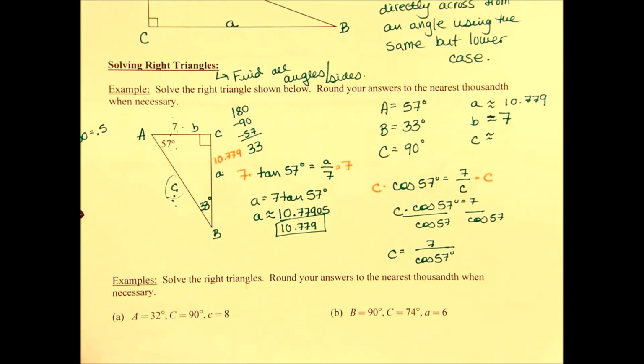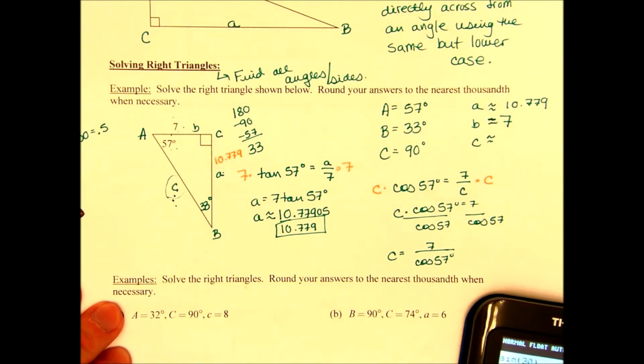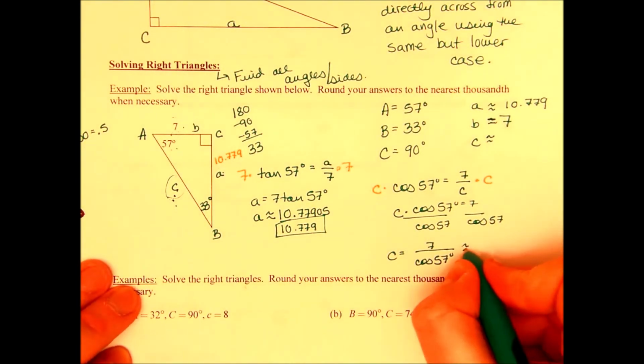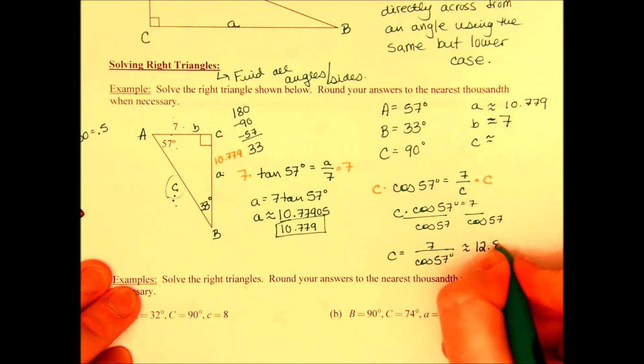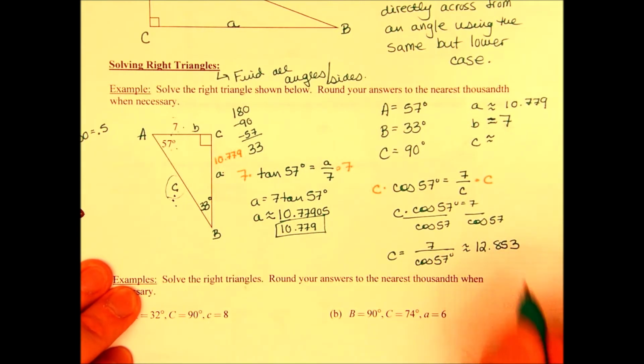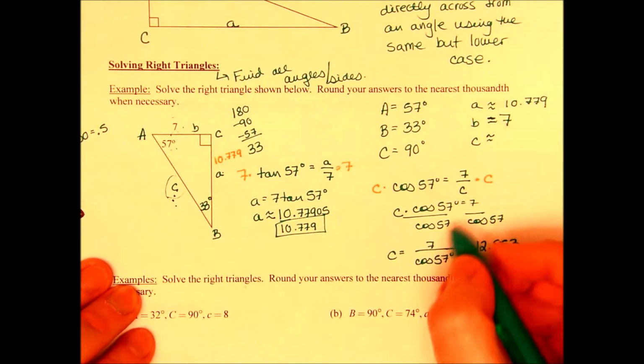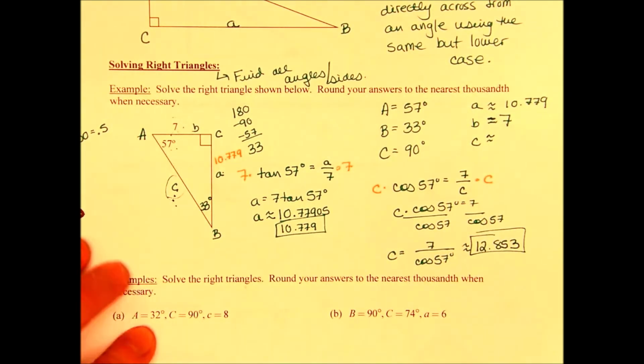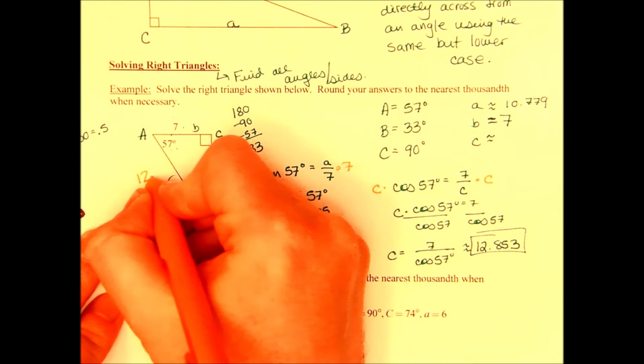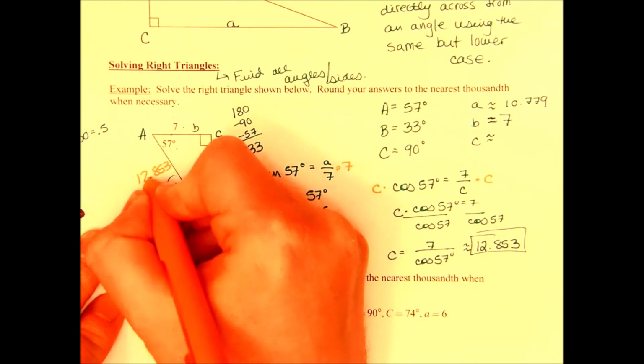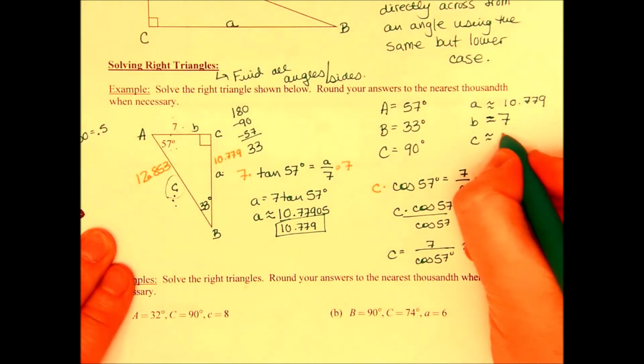I'm going to go to my calculator. I'm going to type that in, 7 divided by the cosine of 57 degrees. I'm going to round to the nearest thousandth. That's going to give me 12.8525. That 5 will round up the 2 to a 3, so 12.853. And I've now found all the sides and all the angles of my triangle.